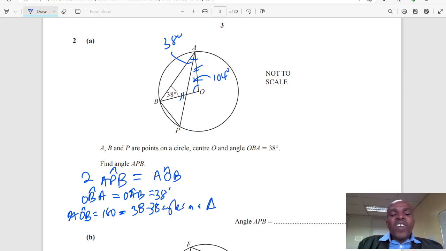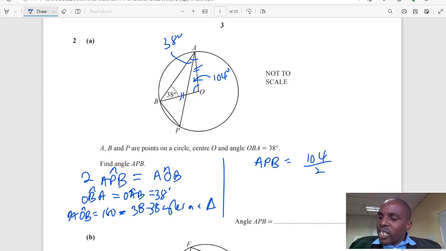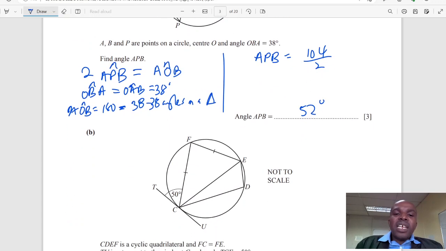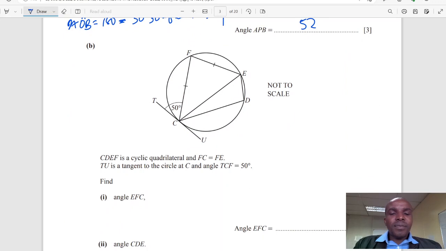Now to find the required angle, it will be APB. So it will be 104 divided by 2, because angle at the center is twice angle at the circumference of a circle. So it's 52 degrees. Done.